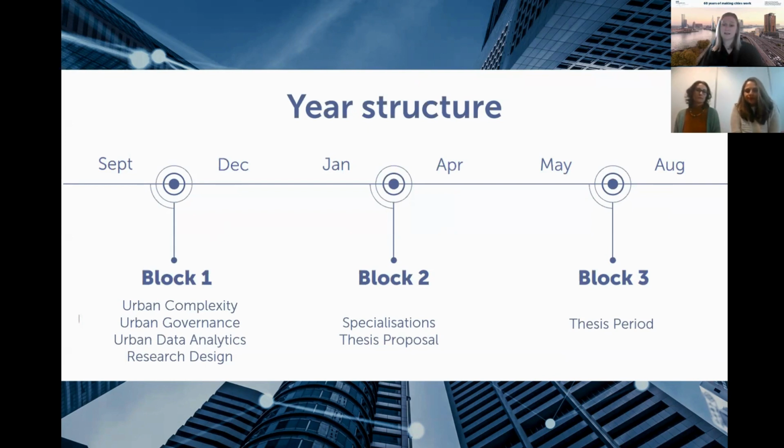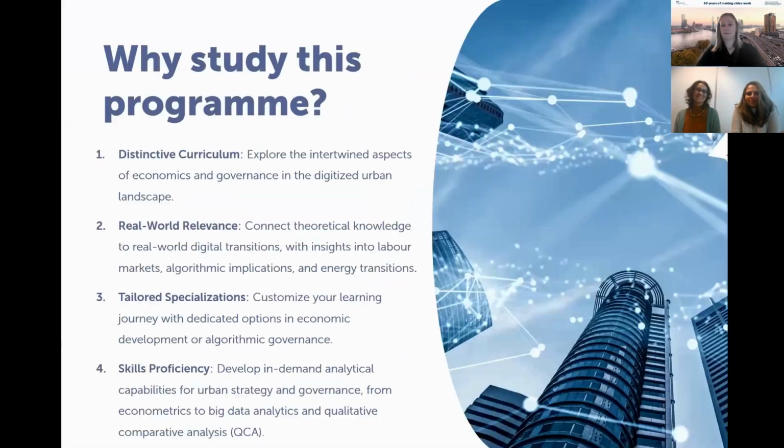This is when the specializations happen, all the course-specific classes. So during this time, you only have classes within your specialization, and this is the time when you start working on your thesis proposal. Once your thesis proposal is accepted, you enter the thesis period, which happens from April until August, and usually in the middle or end of August, we have the closing ceremony where you receive your diploma. So this is the rough overview of the year.